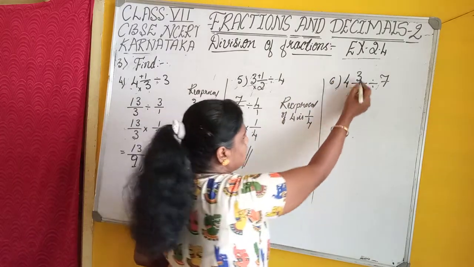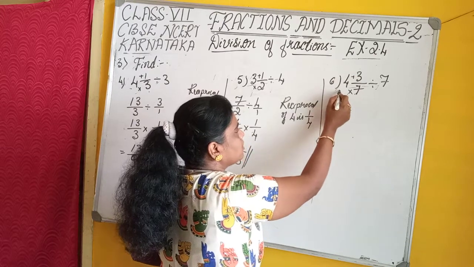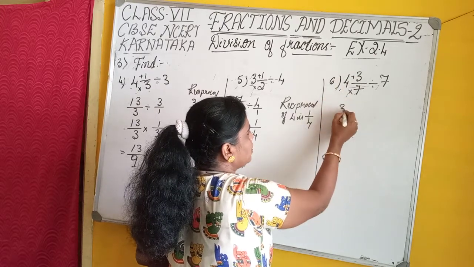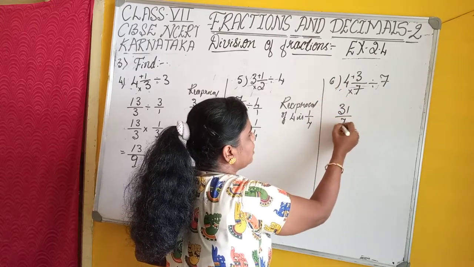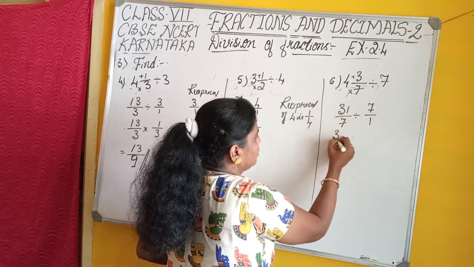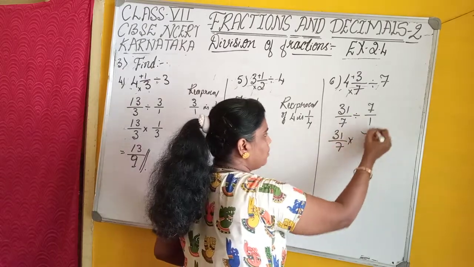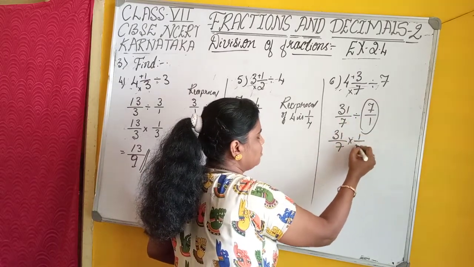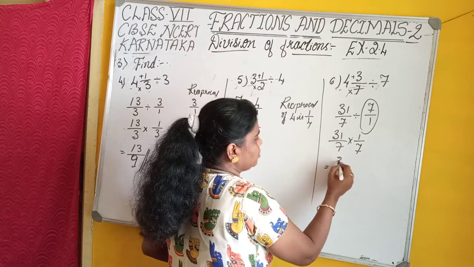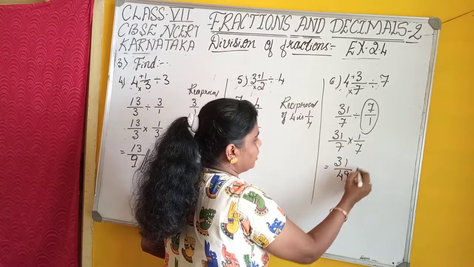Now change this mixed fraction into an improper fraction. 7 fours are 28, 28 plus 3 is 31 by 7, divided by 7 by 1. 31 by 7 is multiplied by the reciprocal of this number, which is 1 by 7, that is equal to 31 by 7 sevens are 49.